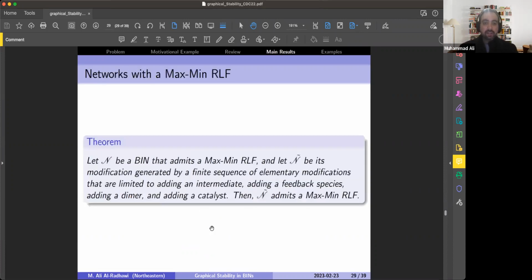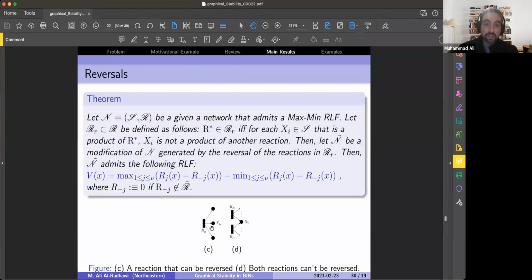Okay, so the next class of Lyapunov function is known as the max minus min, and also we can perform many of these modifications, including adding a catalyst, dimer, intermediates, etc. And also we can reverse some of the reactions, and the Lyapunov function will be modified in this specific manner.